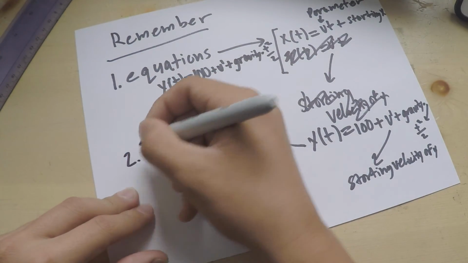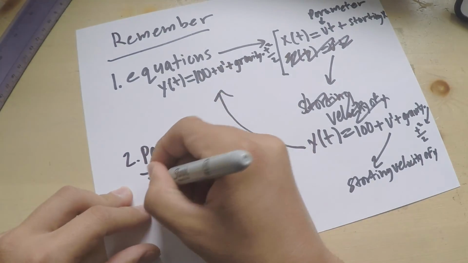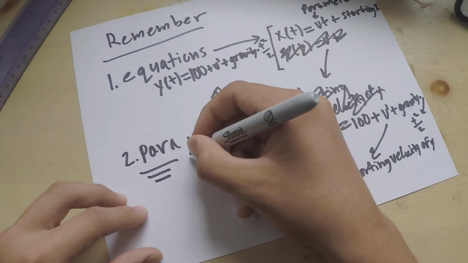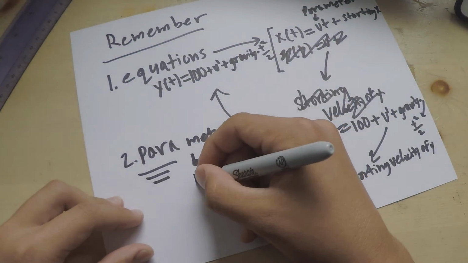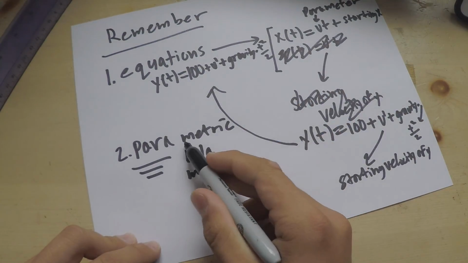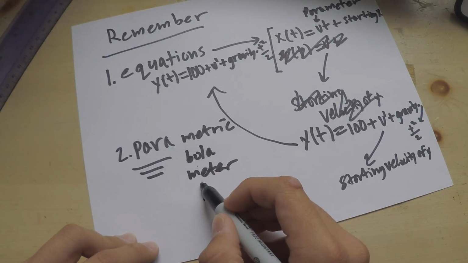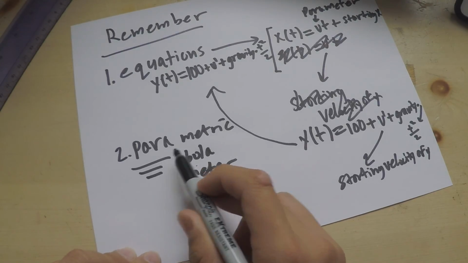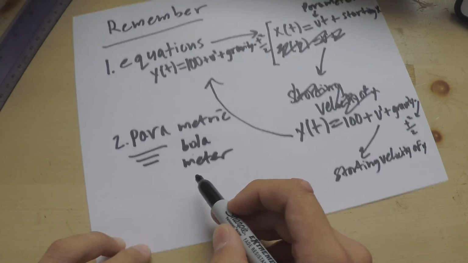And then second, you have to remember that parametric equations are parabolas, and they contain the parameter. So a parametric equation creates a parabola, and also they have a parameter inside. That is the main thing. This would be a good thing to memorize: parametric, parabola, and parameter.